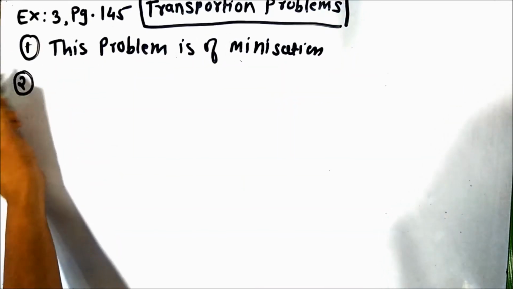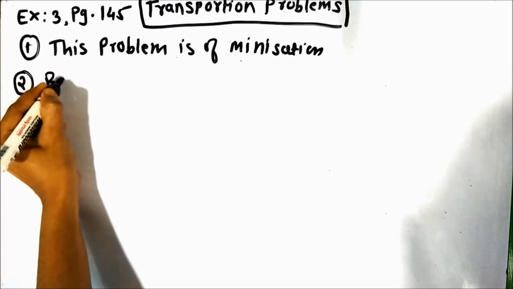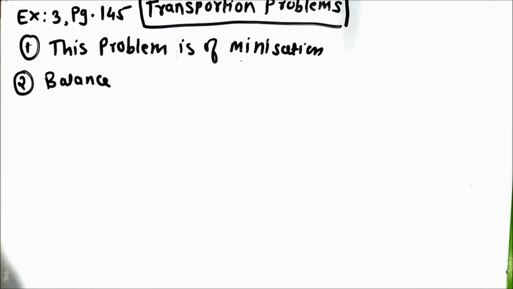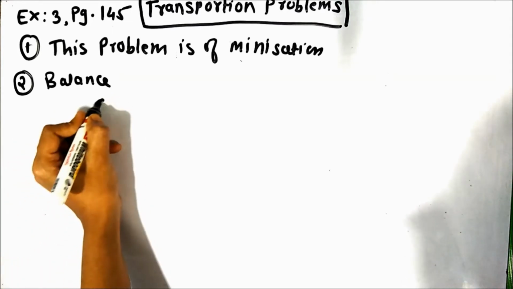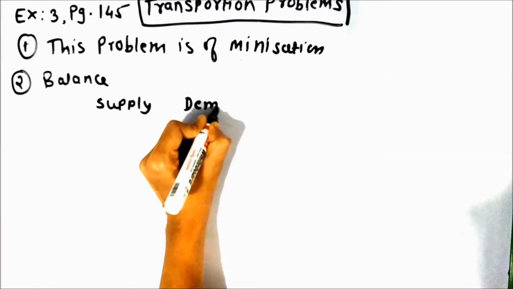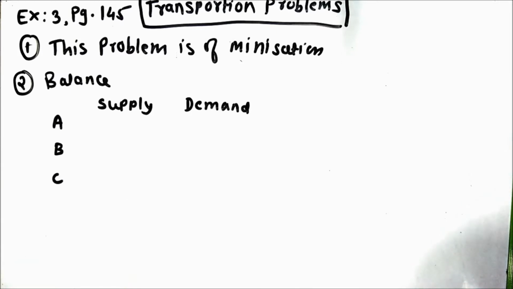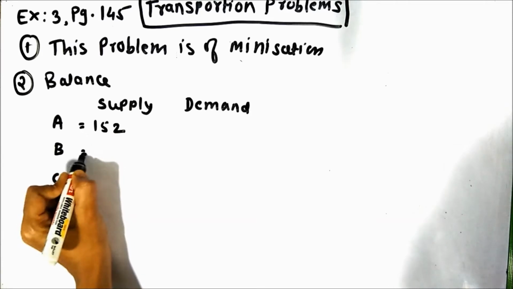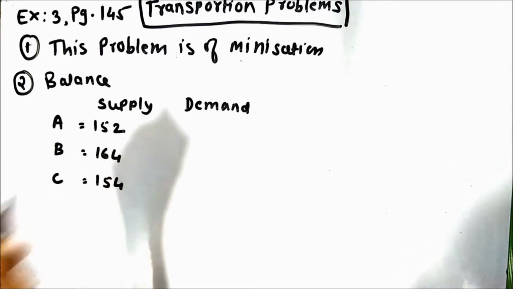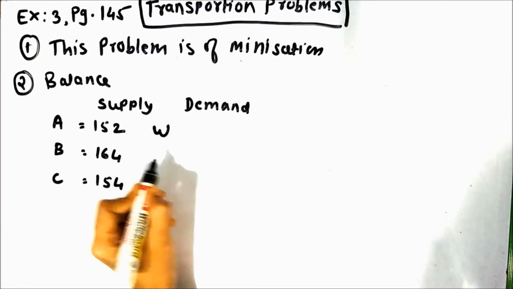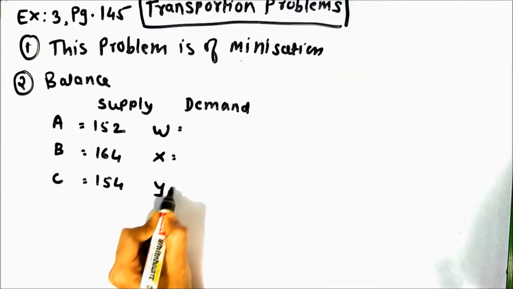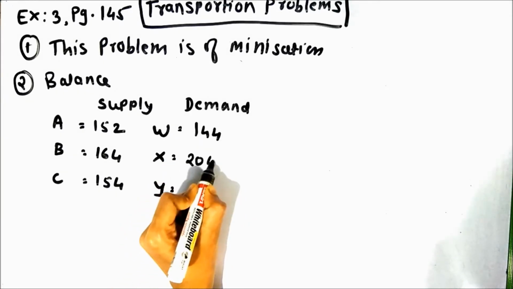Our second step is to check whether the problem is balanced or not. So second will be finding balance. Now to check balance, we have to see the supply side and demand side. On the supply side, we have A, B, C, from which goods are going to be supplied, and to receive or have the demand, we have W, X and Y. So let me write the supply side and demand side. On the supply side, we have A, B and C, for which supply is given, that is 152, 164 and 154. On the demand side, we have W, X and Y. Let me write the demand for the same, which is 144, 204 and 82.